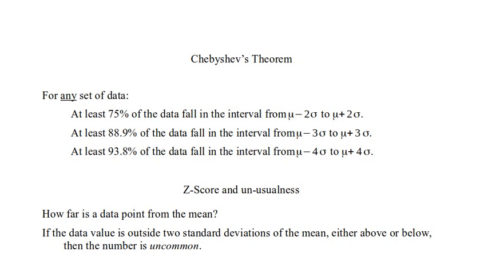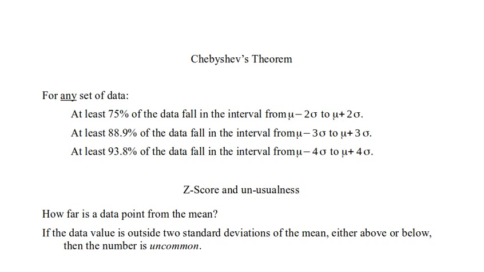I'm going to say again, this works for any set of data. What that means is we don't have to worry about whether it's symmetric, whether the mean is representative of the central tendencies. We can simply say, if you go through and do this arithmetic, these are the results you're going to get. Now, let's take a look at the first result. It says that at least 75% of the data fall in the interval from mu minus 2 sigma to mu plus 2 sigma. So notice that that has promised a lot.